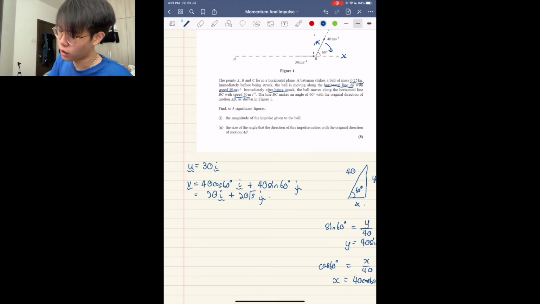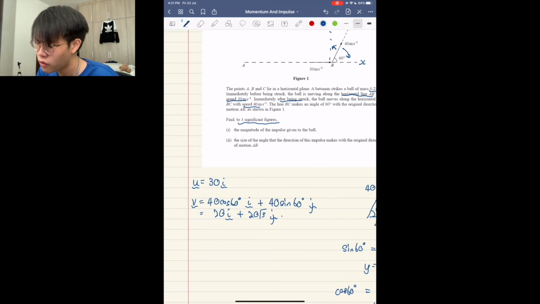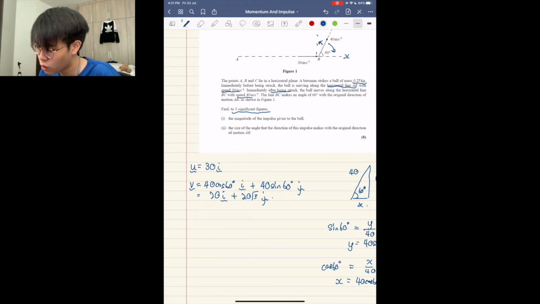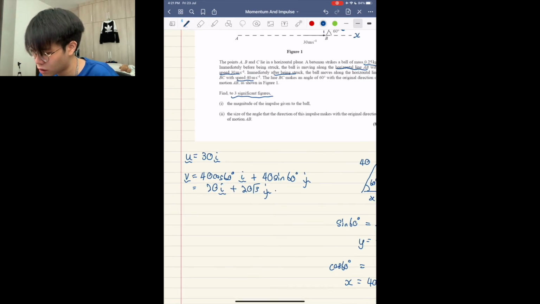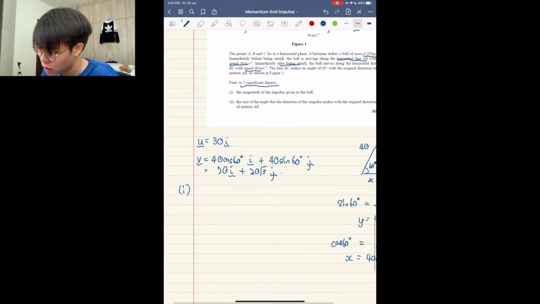Okay, now we have the initial and the final velocity. Okay, first we need to give the answer to three significant figures, which is kind of important, because if you didn't give the answer as three significant figures, you may have 1 mark deducted. So it's quite important, even though it's just 1 mark. Okay, first question, the magnitude of the impulse.